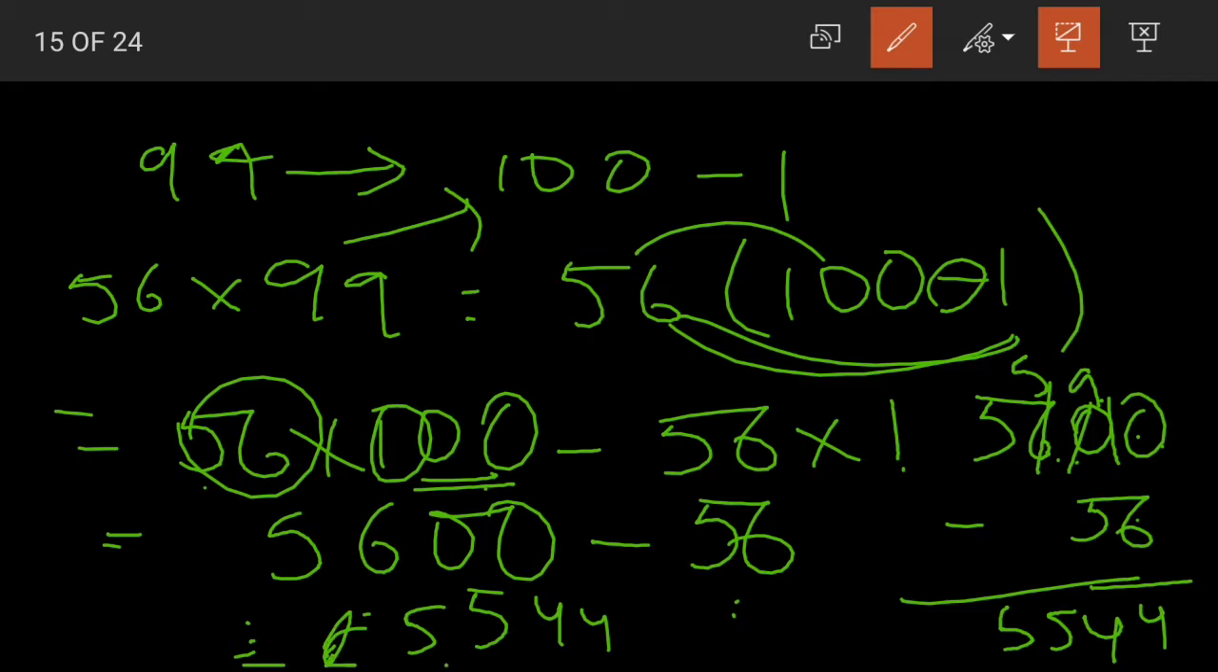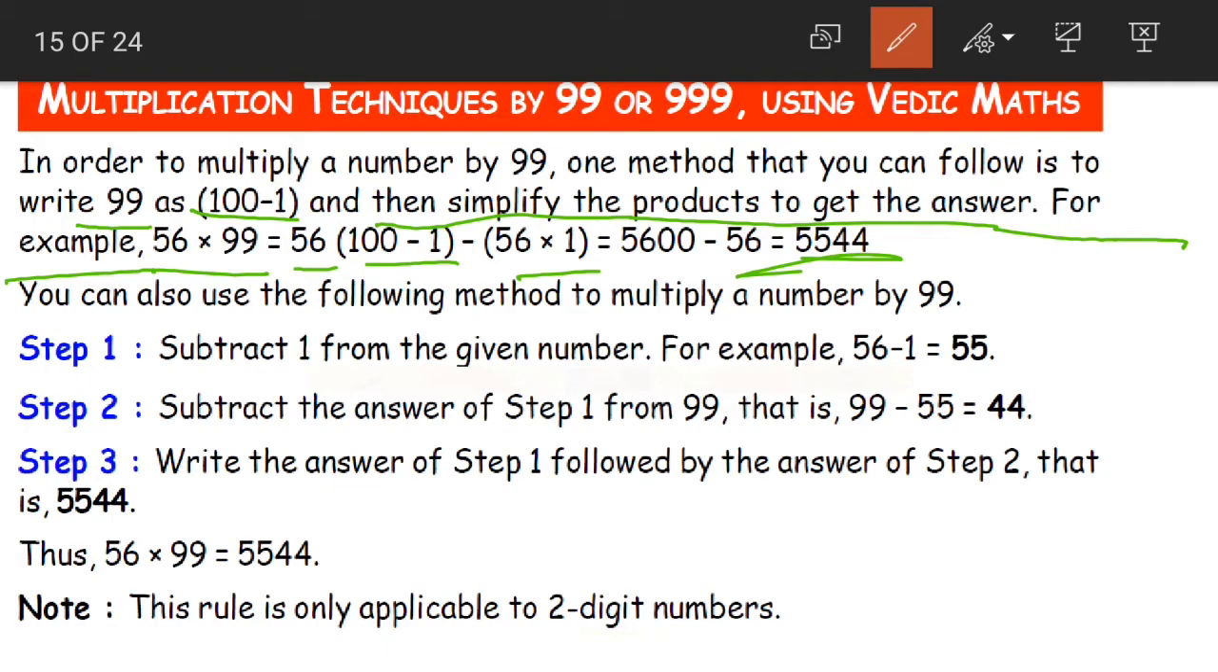5544. What is this? This is 56 into 99. Yes, 5544. It is easy, right children? Instead of multiplying, we have just subtracted 56 from 5600. So we got our answer as 5544. Now there is another method also. You can also use the following method to multiply a number by 99. See, here we have two methods, two techniques for multiplying by 99. Now let us look at the second technique.